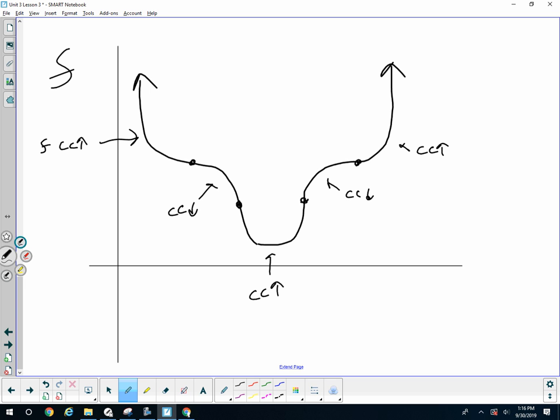Well, we will know the sign of the second derivative of f. If f is concave up, its second derivative is positive. If f is concave down, its second derivative is negative. Positive. Negative. Positive.